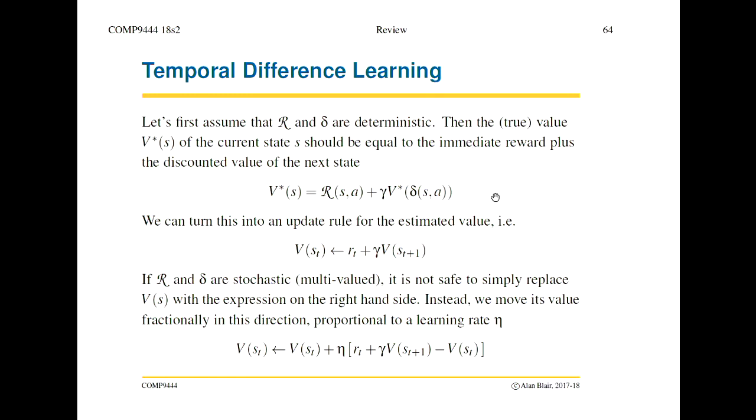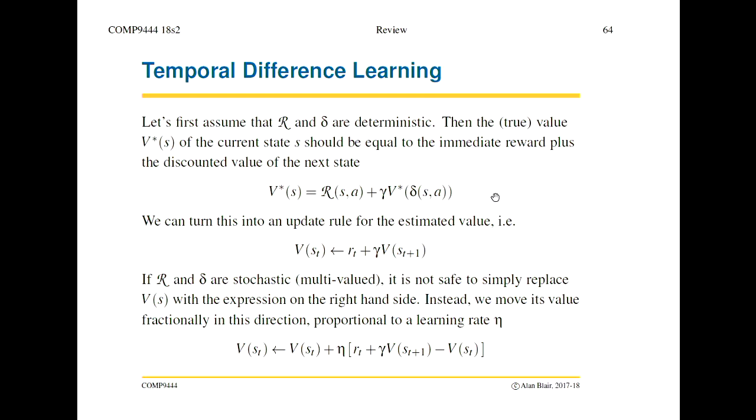Right, so temporal difference learning and then Q learning. In temporal difference learning, we try to learn a value function for each state. This is normally used in situations where we know the world model, so we know the transition functions.